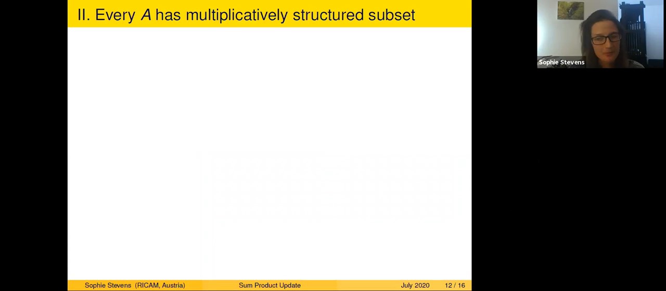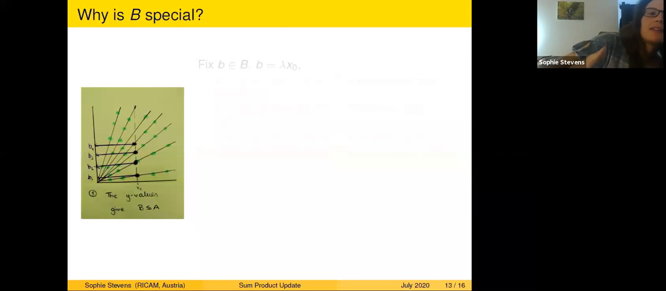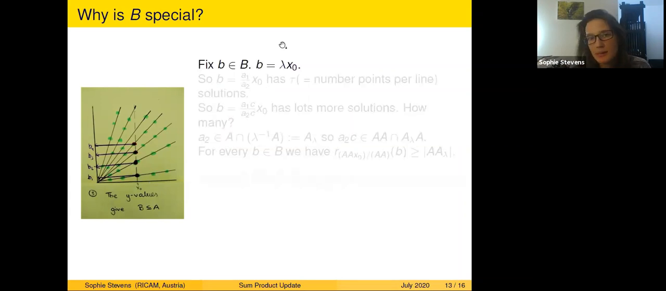Maybe a question that should be on your mind is, why is this multiplicatively structured? So why is this subset special? Let's look at any element of this subset, so any of these y values. Let's look at b. What does b look like? b looks like some slope, some lambda, times this x value, so b equals lambda times x0. Now, remember this toy model that I imposed. I said that every slope has got tau points on it.